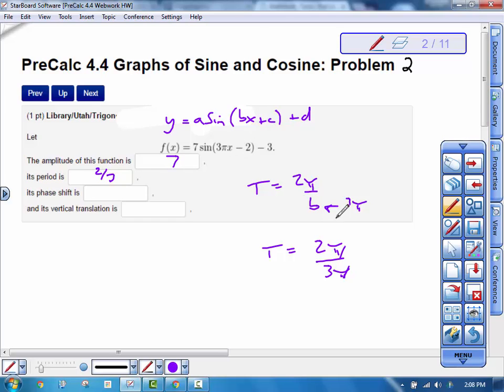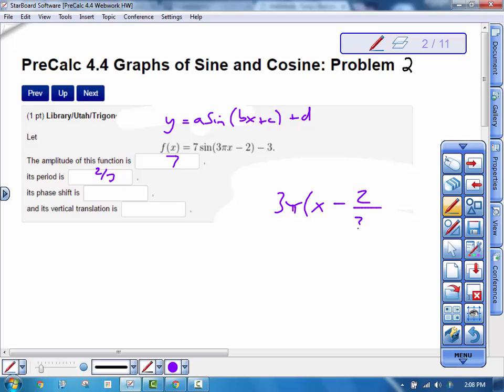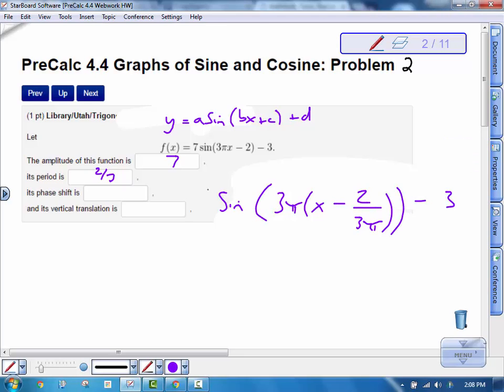The phase shift is actually kind of tricky, and the reason why is because of the way that this is written. I'm going to factor out a 3 pi from this and make it minus 2 over 3 pi. Now you can see that if I were to distribute this 3 pi, I'd get right back to what I have here. And the reason why is because then I can isolate x and see what I'm actually subtracting from x, which is 2 over 3 pi. So the phase shift is 2 over 3 pi. And the vertical translation is then down 3. Here's the vertical translation here, as you remember from when we transform functions.